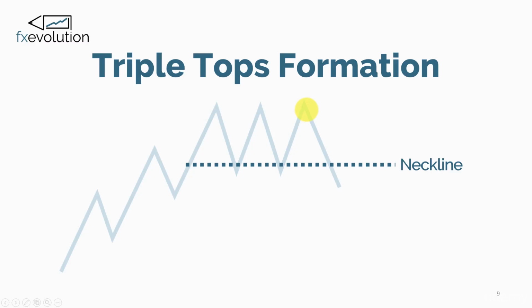Triple tops are generally stronger than double tops because there's more memory in the market or more history for people to see. More traders are going to recognize this pattern when it forms a triple top, and therefore the psychology of trading this could mean that it's a higher probability to work out.